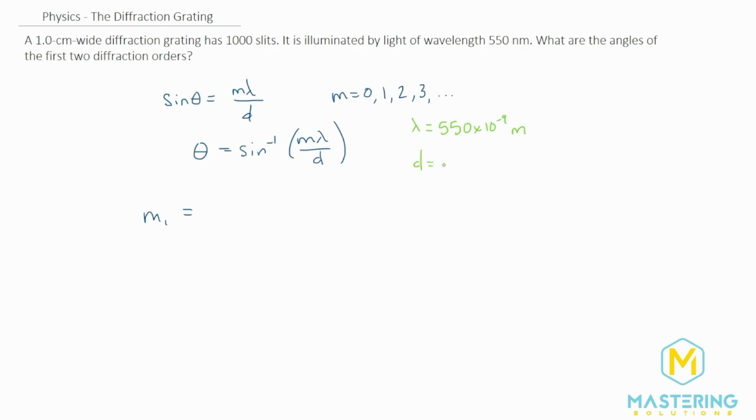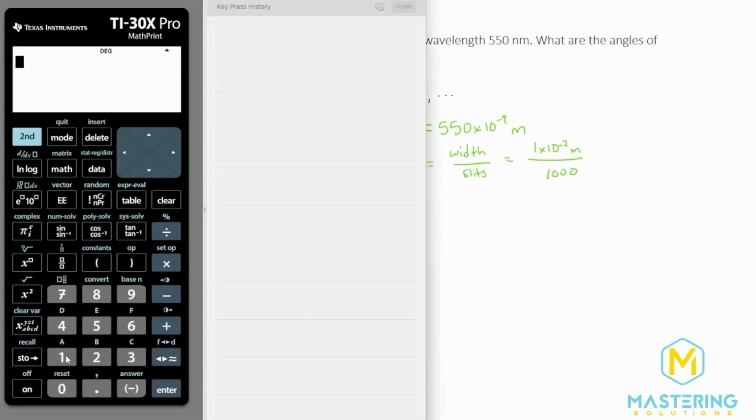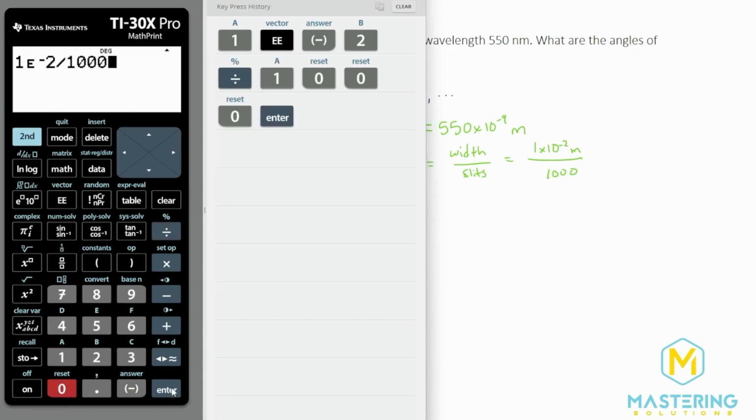It's not given. So for d, remember that it's always going to be the width of the diffraction grating divided by the slits. As I've said in some of the other videos, a lot of times students will get this confused and they'll flip it, but this is how you find d. So in this case, we have 1 centimeter. So that's going to be 1 times 10 to the negative 2 meters divided by the slits, of course, is 1,000. So we have 1e negative 2 divided by 1,000, and that's going to be 0.00001.